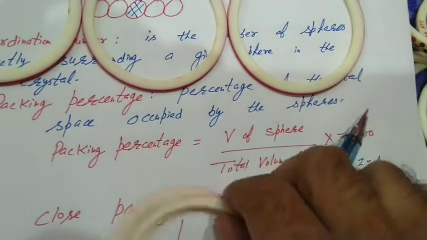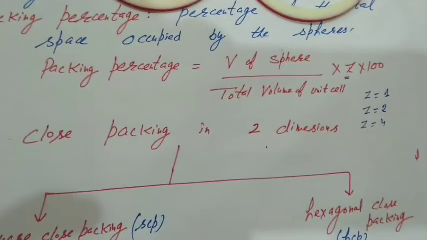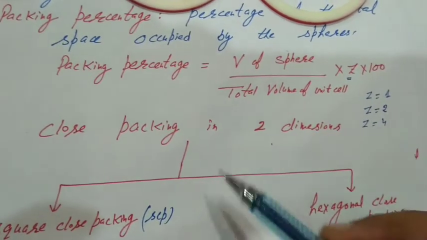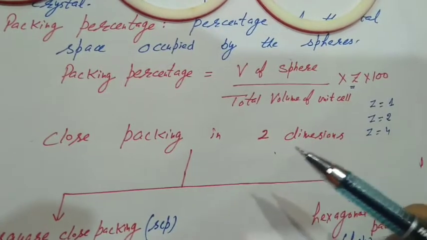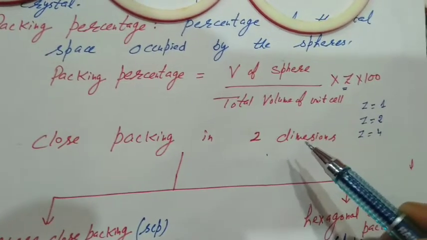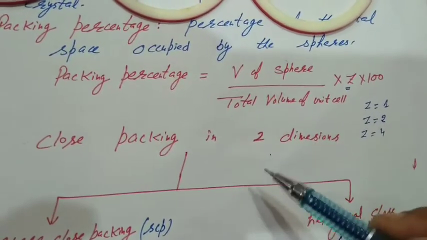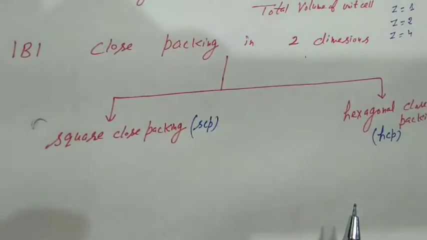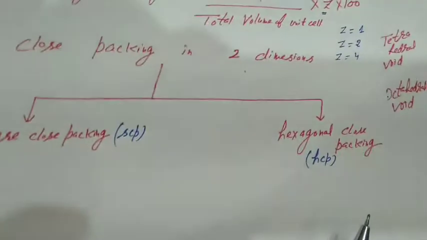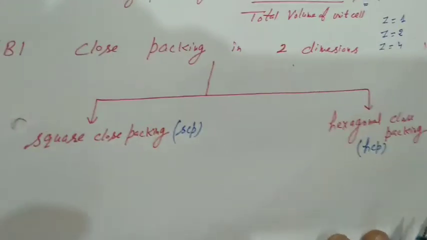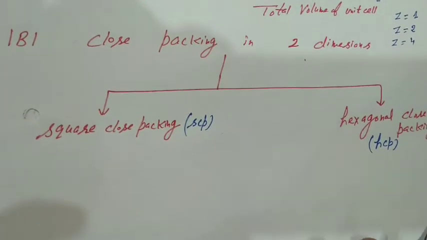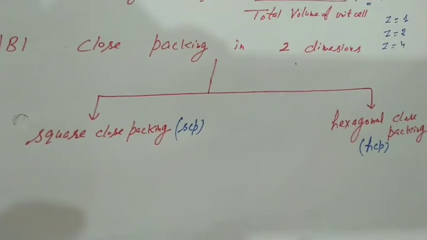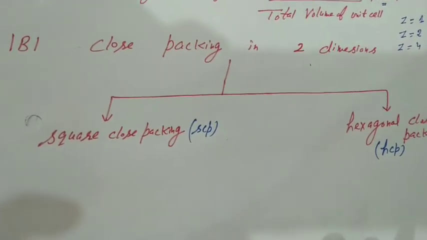After this, students, next is packing in 2 dimensions. Packing in 2 dimensions. When spheres are stacked with each other, a 2-dimensional close packed structure is formed. This stacking of spheres can be done in 2 different ways. One is square close packing and second is hexagonal close packing, HCP. At first, one is square close packing. Spheres are stacked with each other. A 2-dimensional close packed structure is formed.